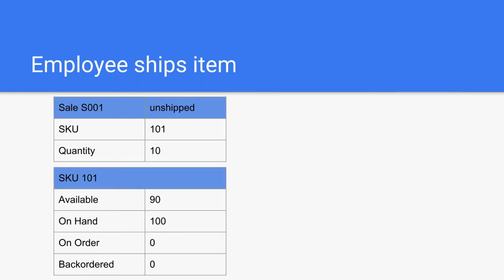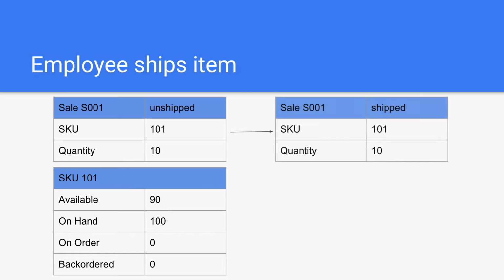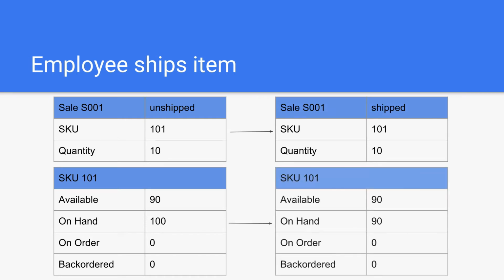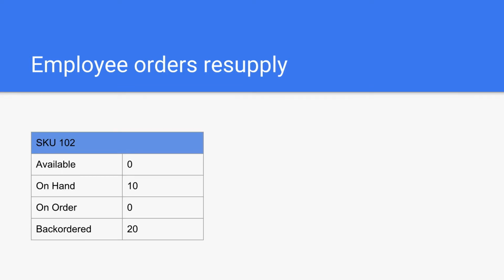If an employee actually ships an item, then this updates several different fields. So our sale order gets updated to say that it has been shipped, and our SKU inventory gets updated to say that we no longer have 100 on hand, we now have 90 on hand because we created that shipment that went out to the customer. Doesn't update our on order or our back ordered.